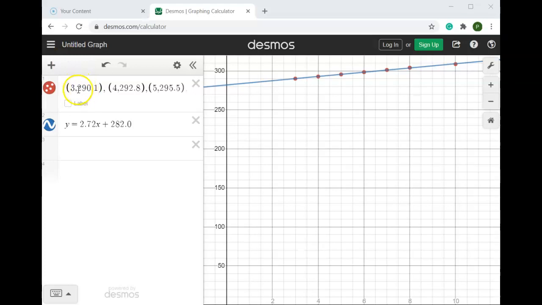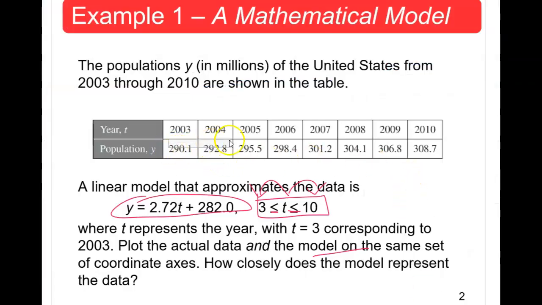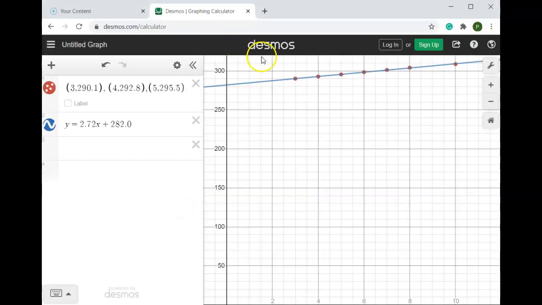So I typed the points that are coming from the table of values, and I also typed the equation of the model that we were given. And as you can see, the model is represented by the line in blue. The y values that you see are the numbers on the second row of the table, and they represent the population of the United States, which is the dependent variable or the output. So we could see it's almost like a perfect fit.